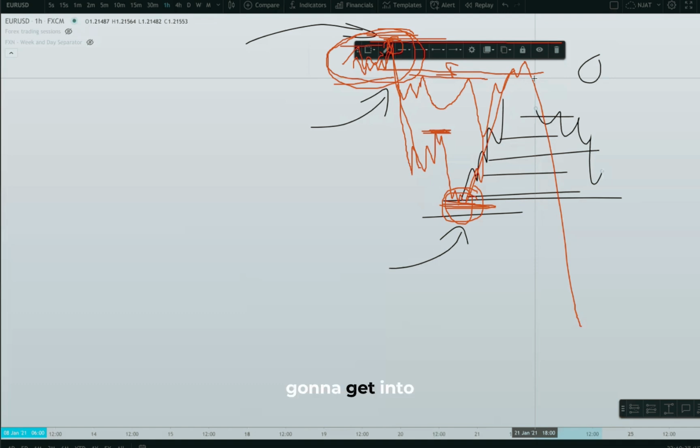So now we're going to get into, if Bern doesn't have anything else to add, Bern? No, that's it. Jump into some charts. So now we're going to jump into the charts. I think we're going to go through higher time frame first.